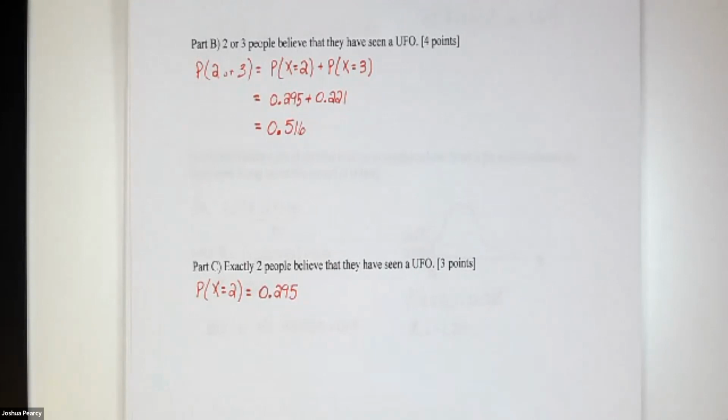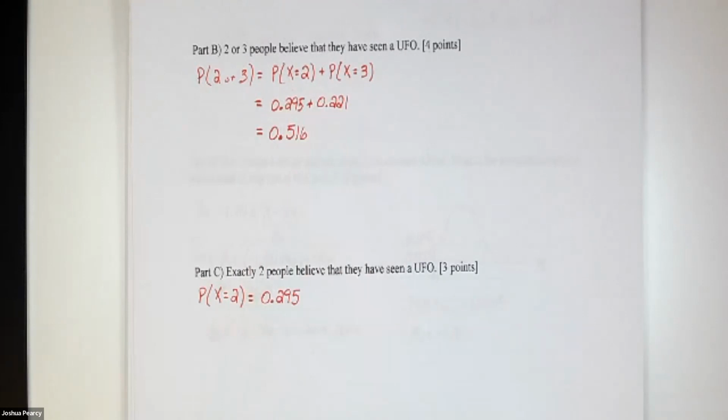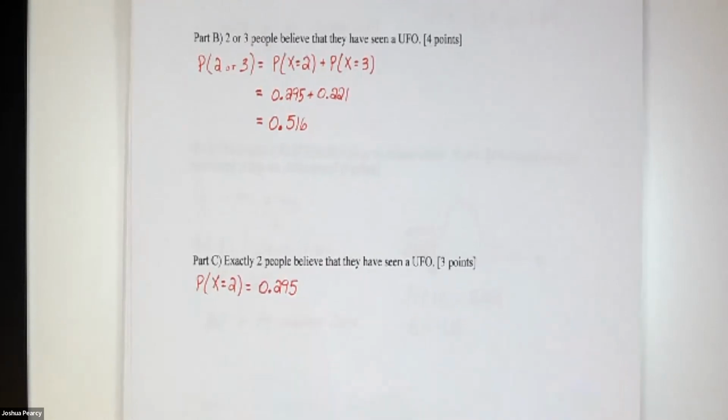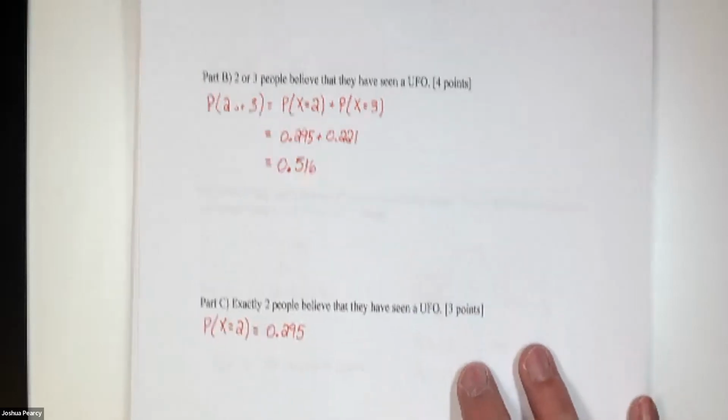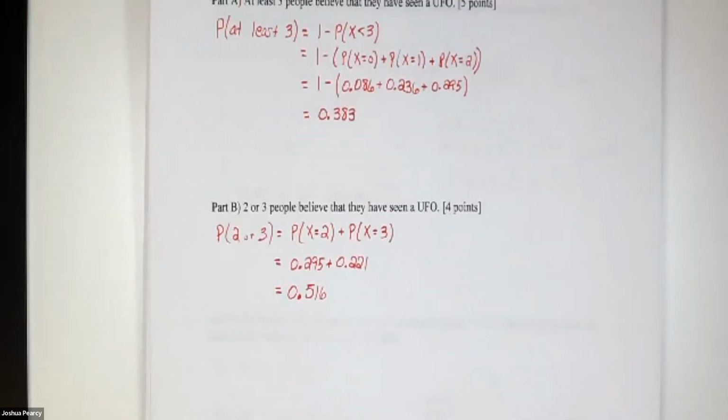Part B, 2 or 3 people believe that they have seen a UFO. So these 2 events are mutually exclusive. They can't happen at the same time. So you just add the corresponding probabilities. The probability that X equals 2 plus the probability that X equals 3, and you get 0.516. And then part C, exactly 2. It's just look at 2 in the table. If you had form B, I think the percentage was 25%, if I remember right. And it gives you almost the same thing.